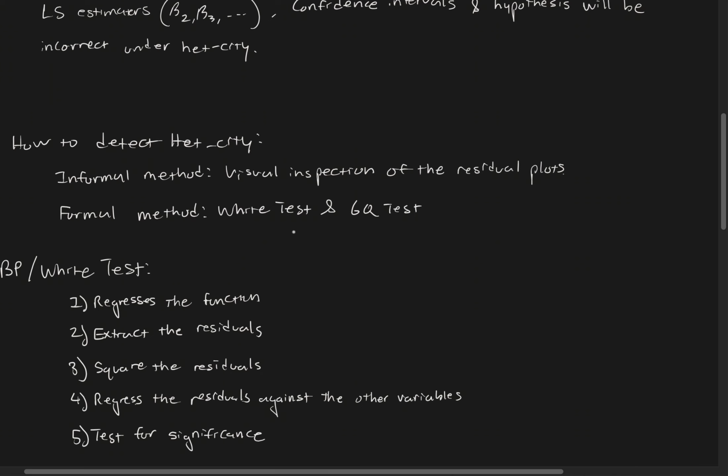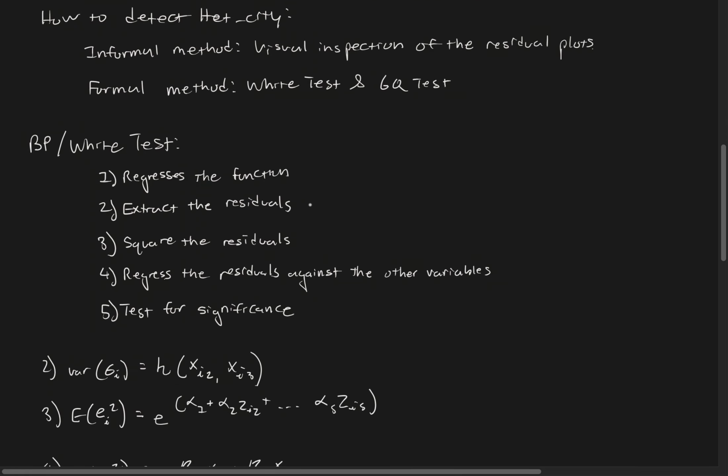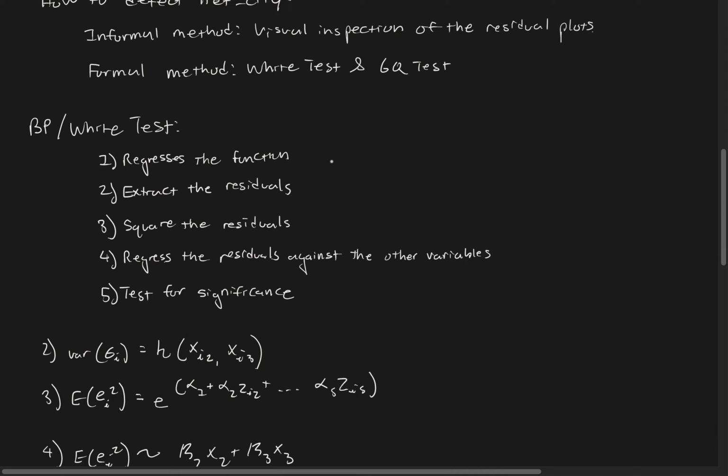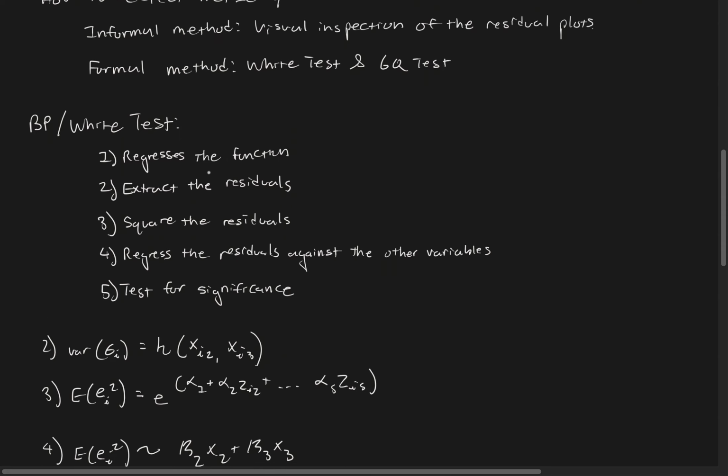And how do we detect it? We have an informal method and a formal method. We usually want to use the informal method first because that's faster, and that usually involves just a visual inspection of a residual plot. All right. So primarily there are two formal methods of detecting heteroskedasticity. The first one is what we call the BP test or the White test.